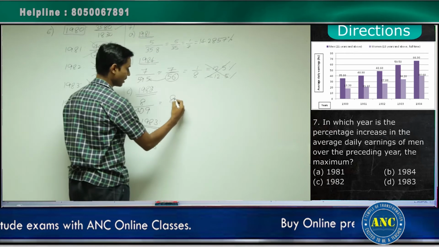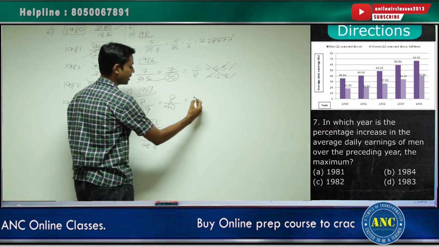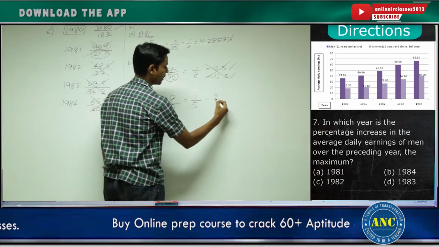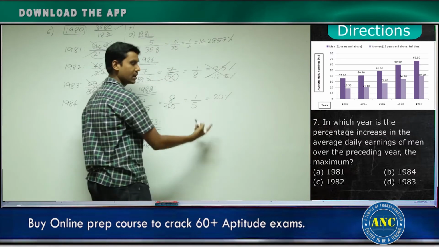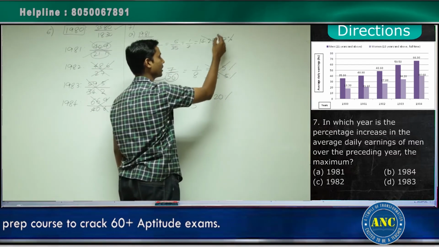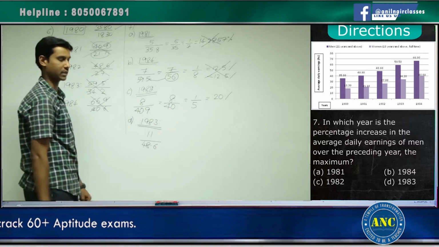Now if I take this as approximately 8 by 40, 8 by 40 is 1 by 5. 1 by 5 is nothing but 20%. This is 20%, this is 14%. Now this is ruled out because they are asking for the maximum value.